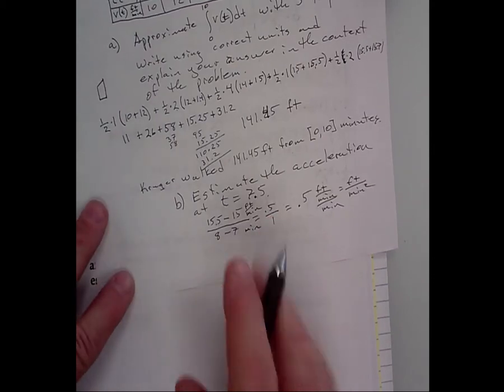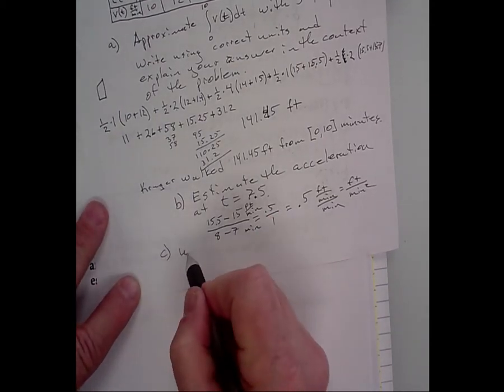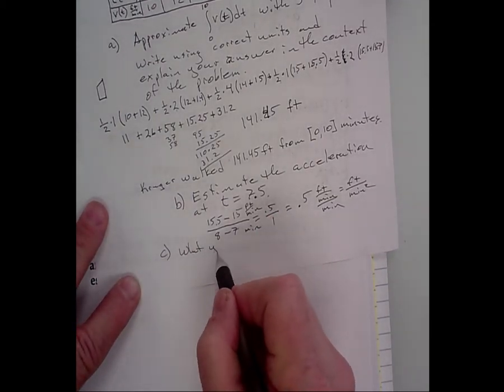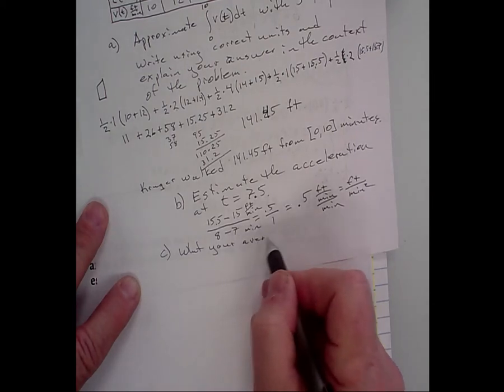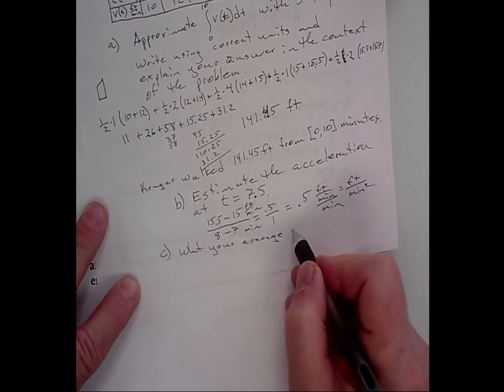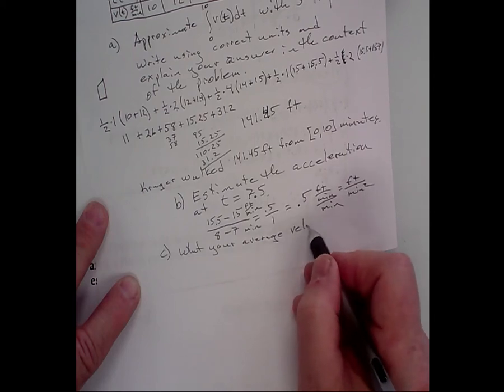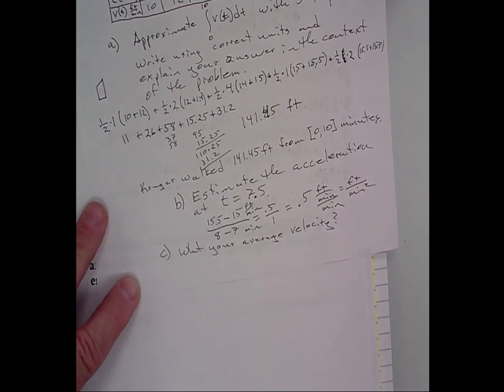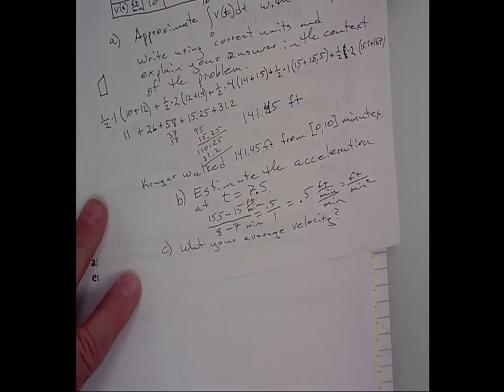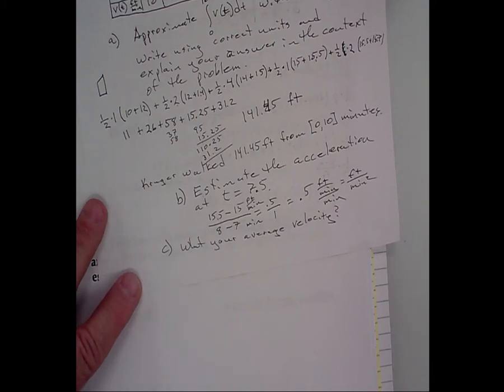Then they'll say this: what's your average velocity? And that blows my mind. You know how many velocities there are in 10 minutes? Infinite! How is that even computable? How do I figure that out?